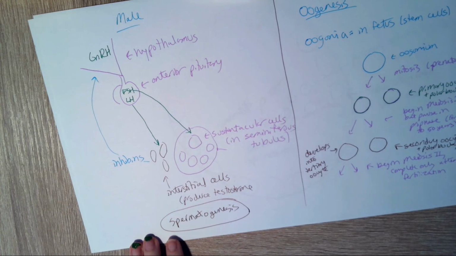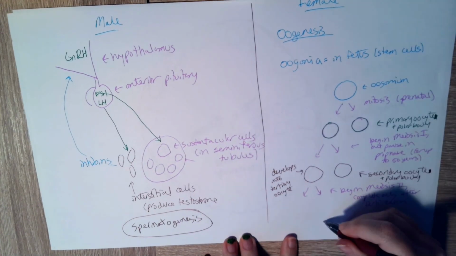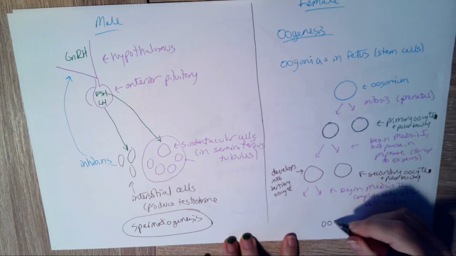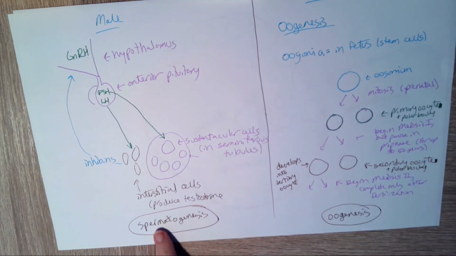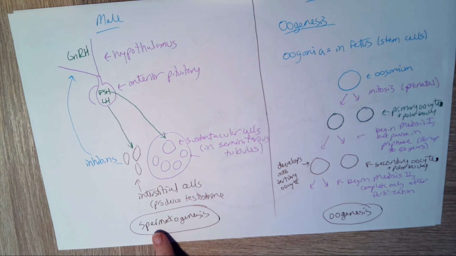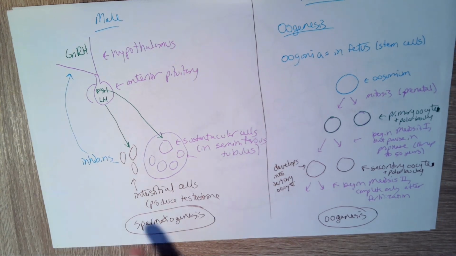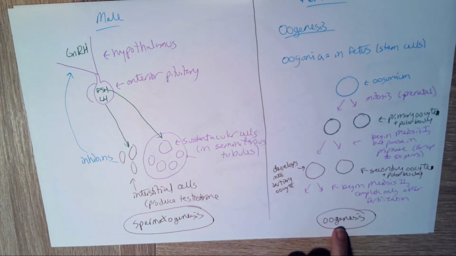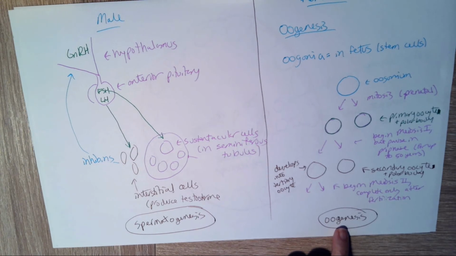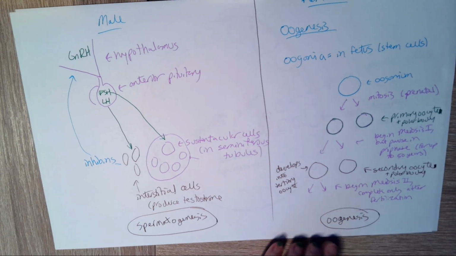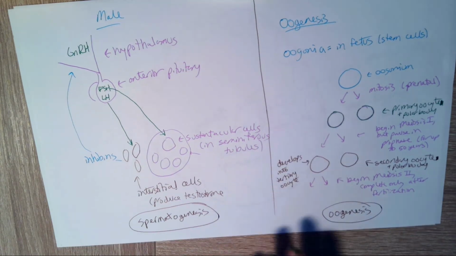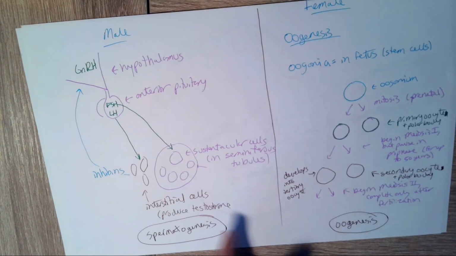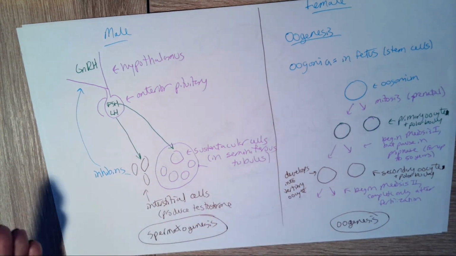So spermatogenesis for the male, and in the female, it's oogenesis. In spermatogenesis, it's the production of spermatocytes in the end, and for oogenesis, it's the production of oocytes in the end. So we'll be talking about those processes, and then also the hormones that play into the different cycles that contribute to this. So let's start with the male.